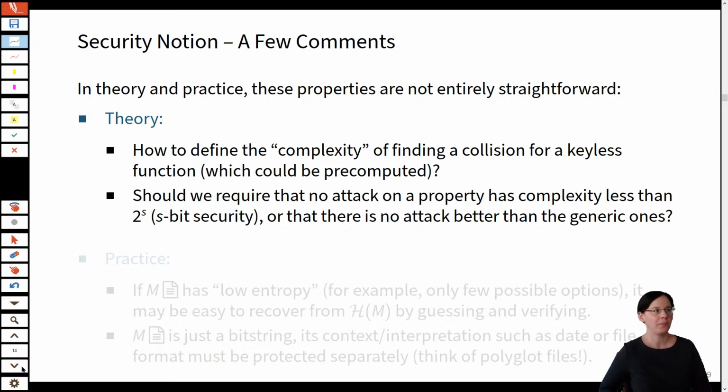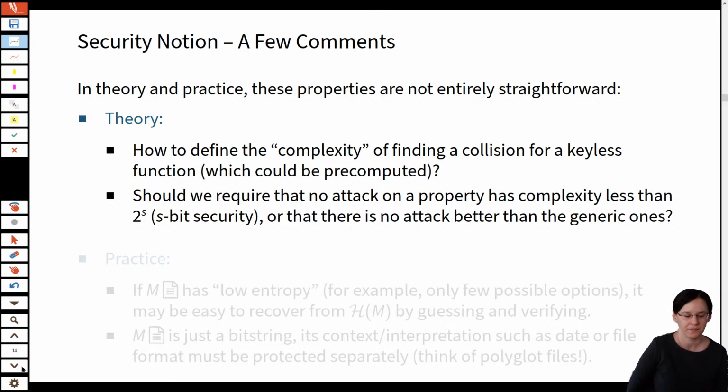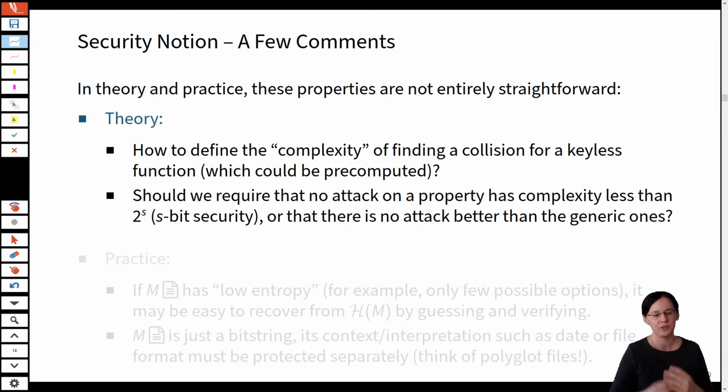Now, writing down these properties is all nice and good. However, there are a few things that you should be aware of, in the sense that it's actually a bit more complicated than it sounds, defining these security notions. So the first 2 points are from a theoretical perspective. Namely, defining the complexity in these cases is actually not so easy, in particular for the case of collisions. Because what does it mean that the complexity of finding collisions is this and this high, when there is no actual challenge that we need to respond to?